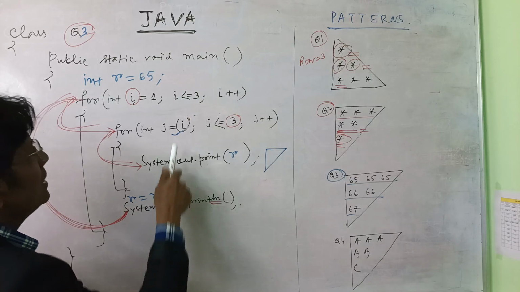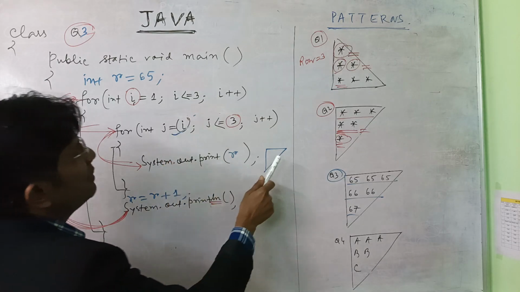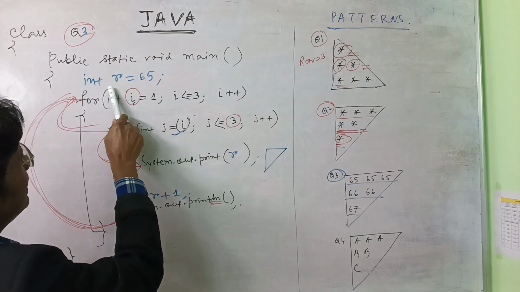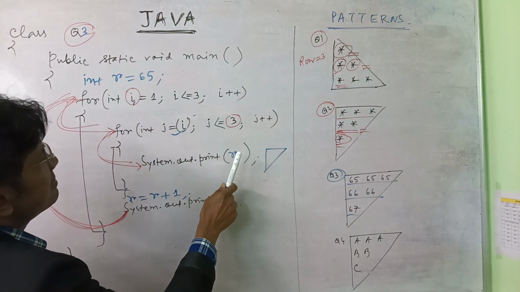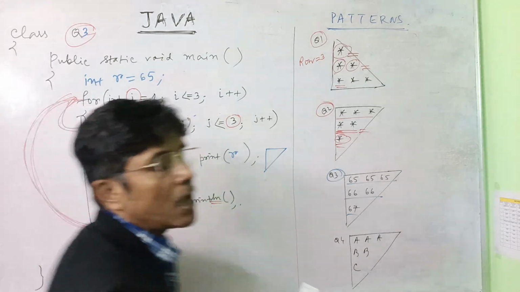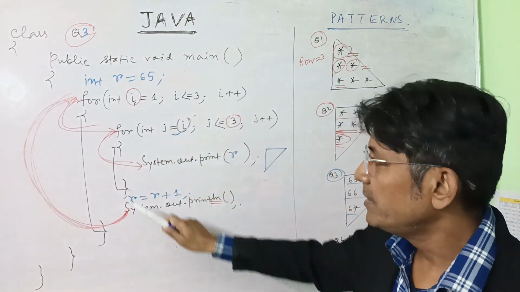So if you write I here, we will get this shape. But to get this number, I have written one variable outside, int r equal to 65, and that 65 we are printing here. This variable we are changing outside the inner loop, between these two.